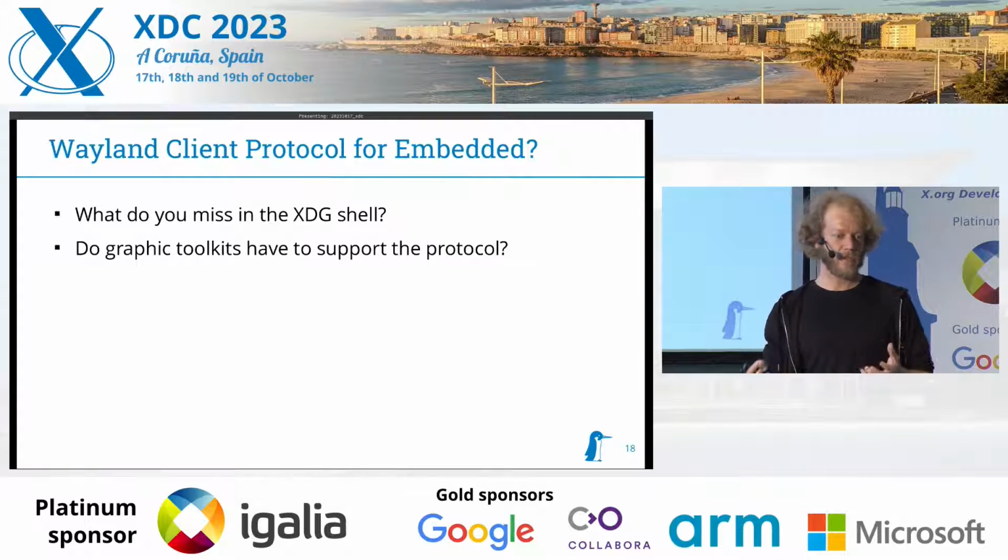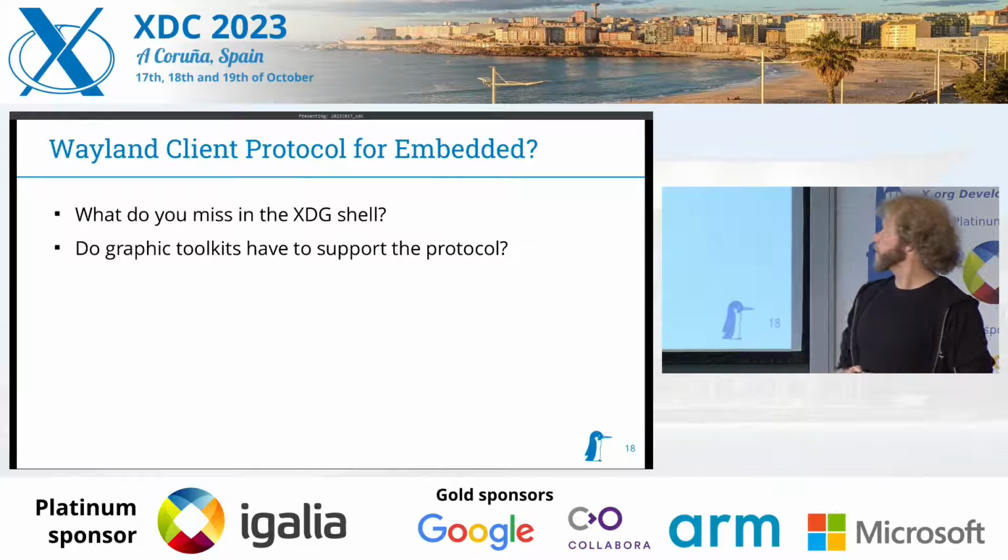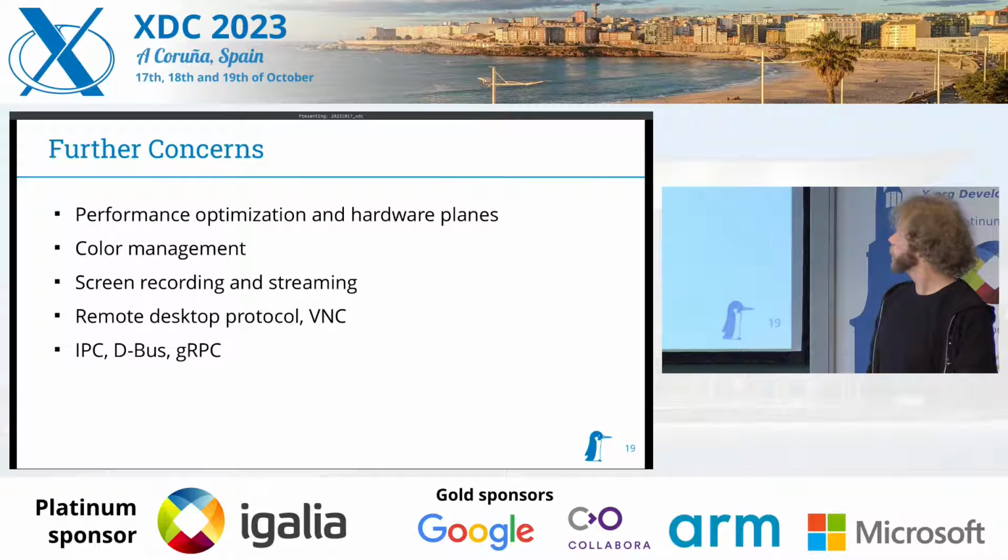Do we need something special here in embedded? Is there something missing in the XDG shell, or can we just rely on it? And we need support in the graphic toolkits for that. There are some further concerns for embedded systems. I won't go into them.